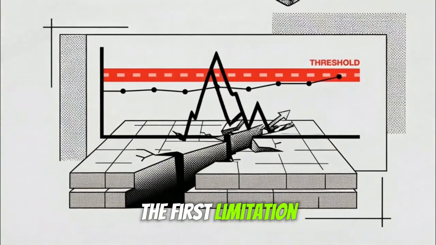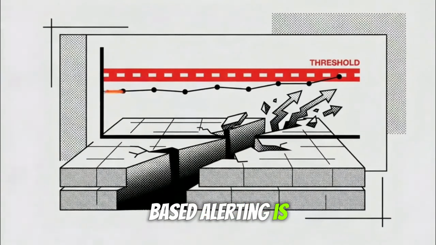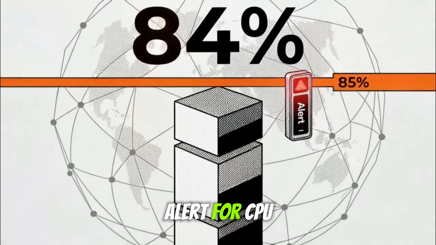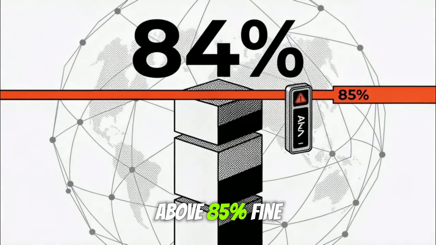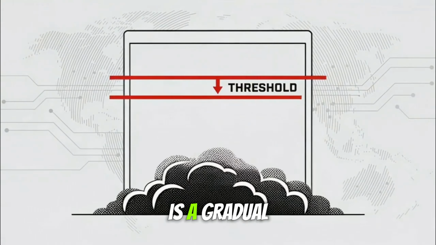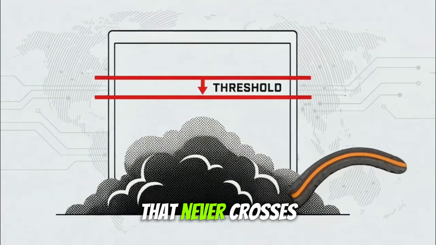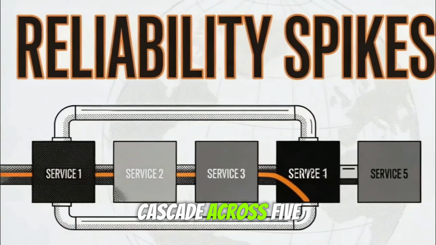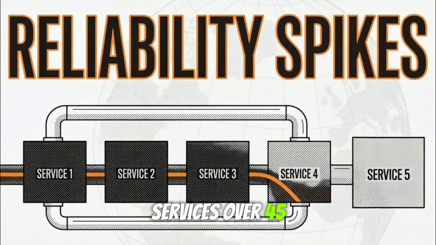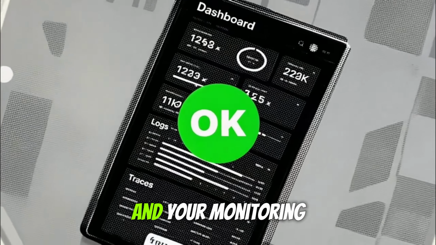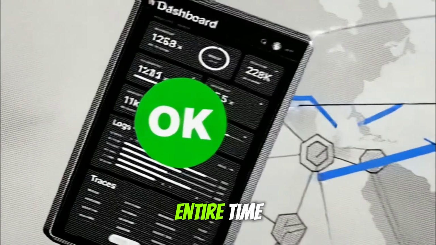The first limitation is that threshold-based alerting is blind to complex correlated failures. You set an alert for CPU above 85%. Fine. But what if the failure pattern is a gradual memory leak that never crosses any single threshold, yet creates a cascade across 5 services over 45 minutes? No individual metric crosses the alert line. The system is failing in slow motion, and your monitoring shows green the entire time.